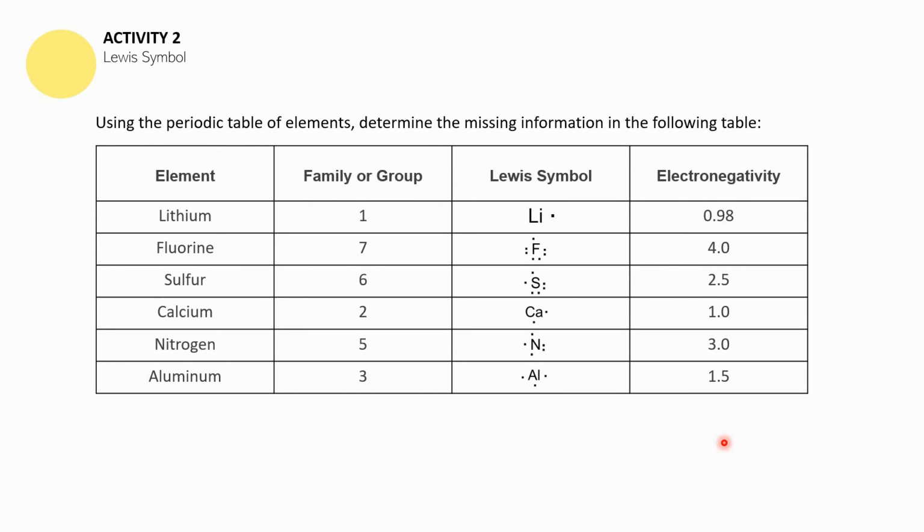Okay, so for the families, groups, Lewis symbols, and electronegativities of the elements, just take note of the following. There is a number of dots for each: 1, 2, 3, 4, 5, 6, and 7 in the case of fluorine; 1, 2, 3, 4, 5, and 6 in the case of sulfur; 1 and 2 in the case of calcium. Nitrogen has 5, and aluminum has 3 dots in it. And then these are their electronegativity values.